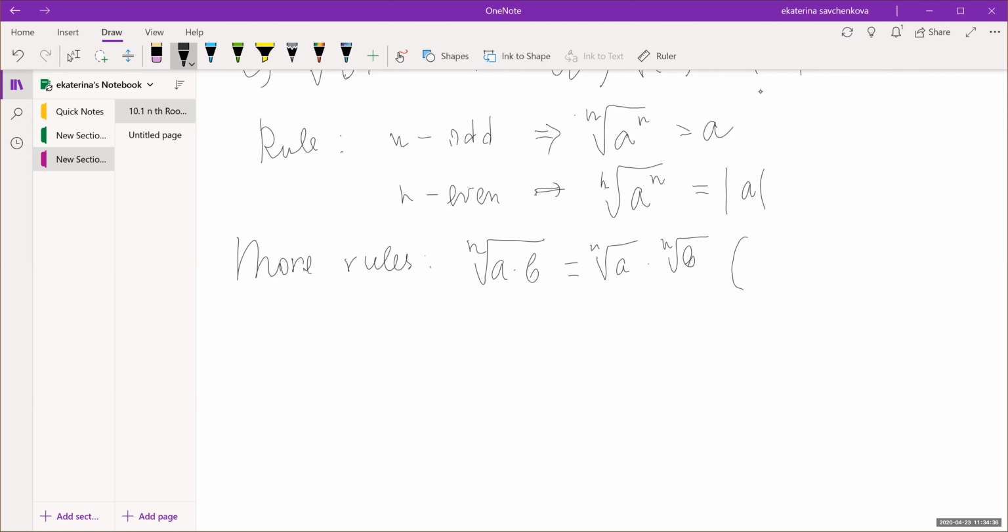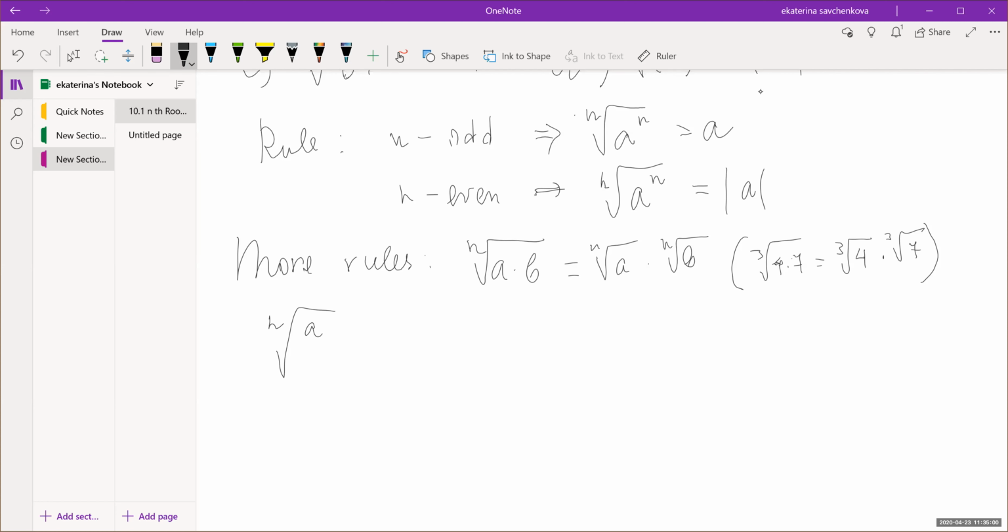Well, for example, the cubic root of 4 multiplied by 7 is the cubic root of 4 multiplied by the cubic root of 7. You're not going to have any benefit from this one because neither 4 nor 7 are cubes of anything. But in general, you can probably extract a cubic root if you consider one factor.